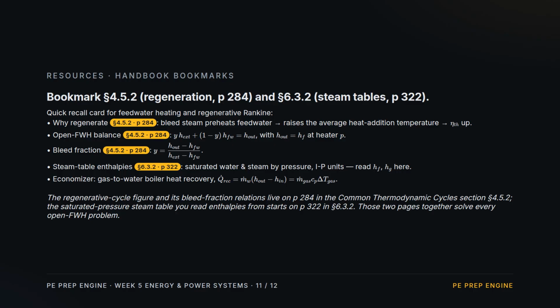Bookmark the regeneration pages. Why regenerate? Bleed steam preheats feedwater, raising the average heat addition temperature and the efficiency. The open feedwater heater balance with the outlet that's saturated liquid. The bleed fraction formula. The saturated pressure steam table, where you read HF and HG, and the economizer heat balance for flue gas recovery. The regeneration relations and the steam table together solve every open heater problem.